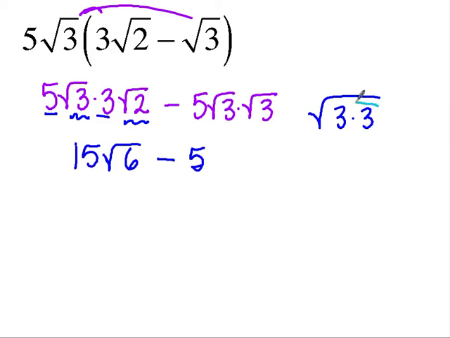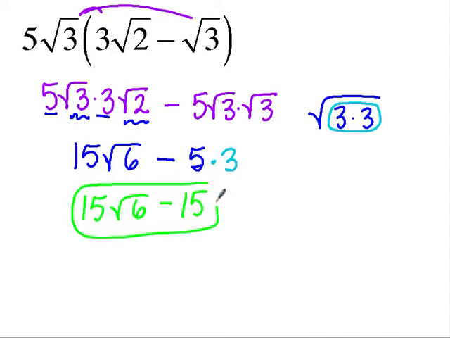Okay, can you break any of the 3's down? No, but what do you notice you have? You have a pair of 3's. So when I have a pair of something, what do I do? I take out the 3. What's left inside the square root once I take those 3's out? Nothing. And what is 5 times 3? 15. So my final answer here is actually 15 root 6 minus 15.